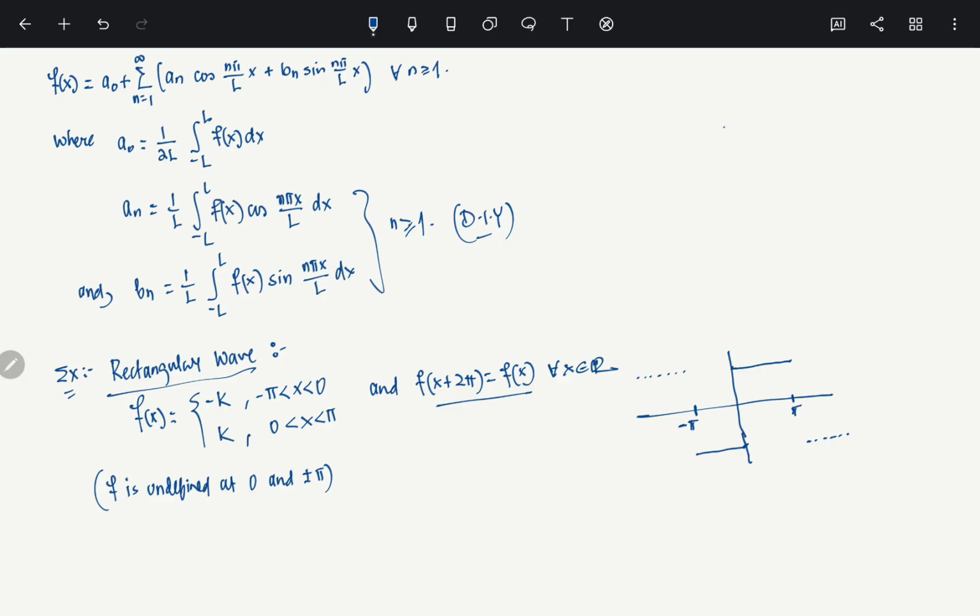So let's do this. So let's find the Fourier series of this. So first things first, you do realize that the Fourier series exists for this. Why? Because this is basically a piecewise continuous function, right? Okay. So in minus pi and pi, right?